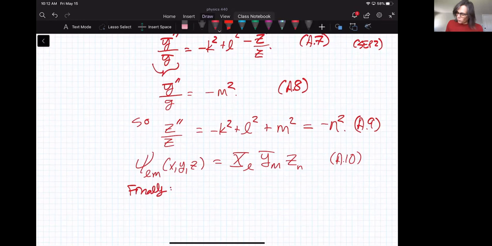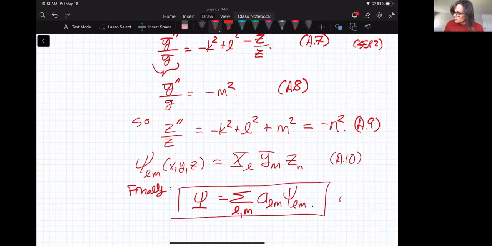We have the final form, that psi is equal to the sum, the linear combination over l and m, of some combination coefficients a sub lm times psi sub lm. Subject again, in this case, to boundary conditions. When we look at the time-dependent version, we'll look at boundary and initial conditions. And you note that we are only writing this in terms of l and m because n depends on l and m. Right? k is just a constant that's part of the problem. So don't forget that.